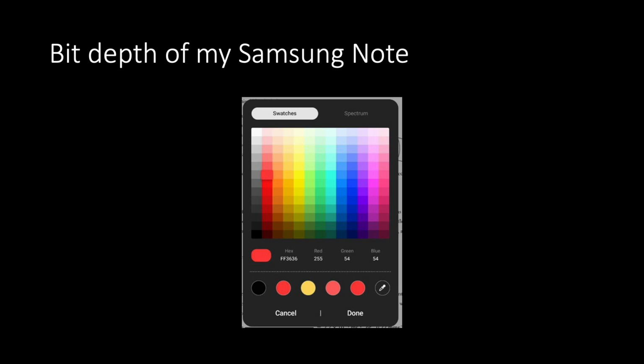Perfect. And bit depth is actually a very useful concept in a lot of software. Say for example, the one shown here is my Samsung Note. As we can see clearly, we have a red, a green, and a blue, and all of these colors use the bit depth notation. So I have a value of 255 for red, 54 for green, and 54 for blue.